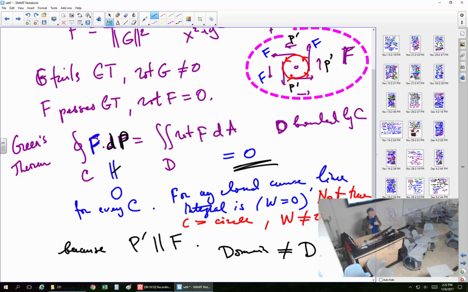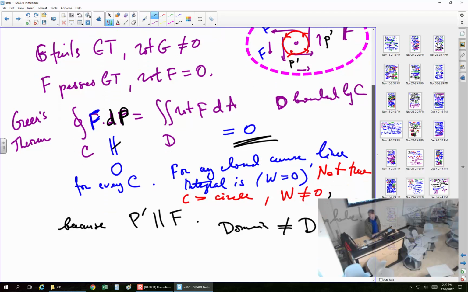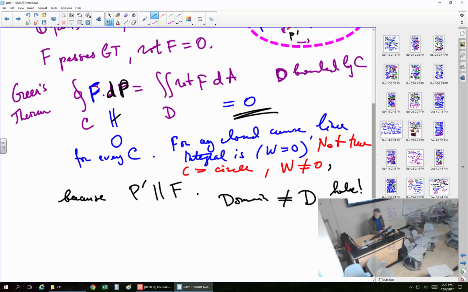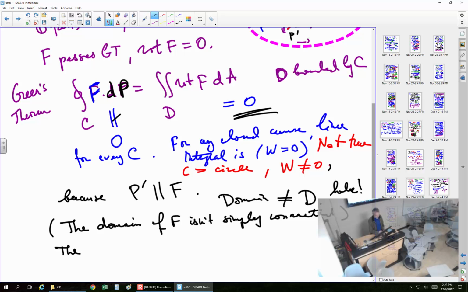But the right-hand side, in order even to write it, you have to have your curl defined throughout the domain, the circle and the inside of the circle, and it has a hole in it. So the hole is the problem, and in proper language, we say that the domain is not simply connected. That's one way to put it. Actually, there's a better way to put it. The boundary of the domain isn't C. C doesn't bound the domain of F. Why?